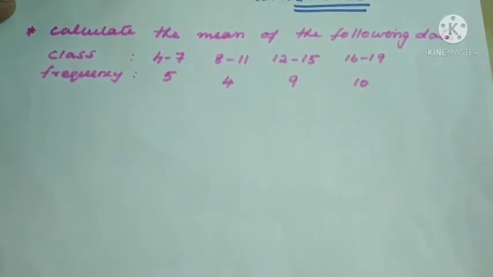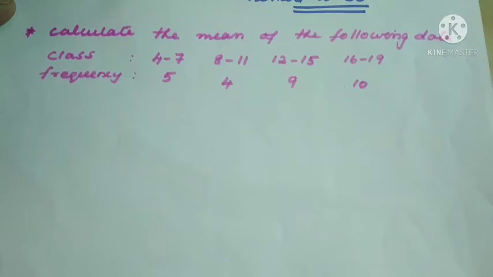We are continuing mean of the grouped data. Last class we have done the inclusive type of data. For example, 0 to 10, where both the lower limit and upper limit are excluded.